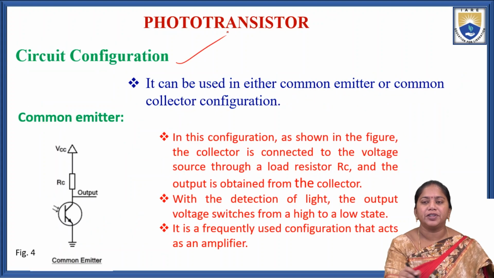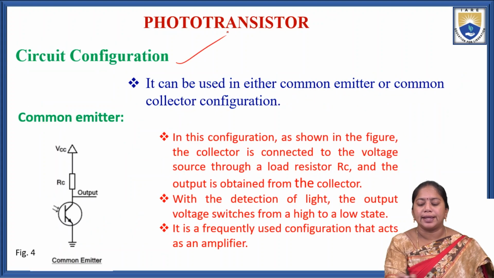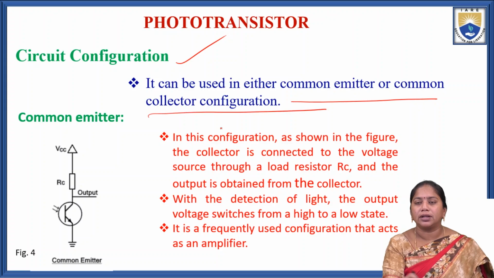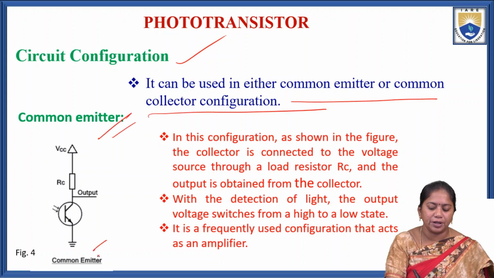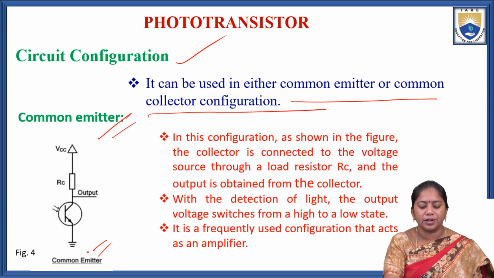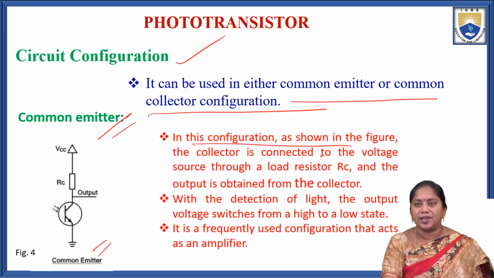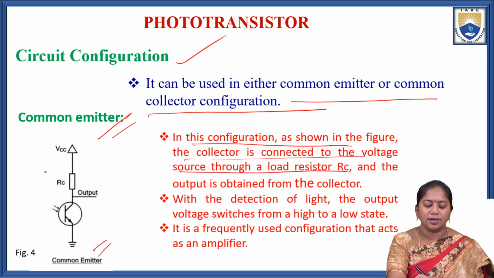Circuit configuration. It can be used in either common emitter or common collector configuration. The first one is the common emitter, shown in figure 4. In this configuration, as shown in the figure, the collector is connected to the voltage source through a load resistor RC. Here RC is the load resistor.